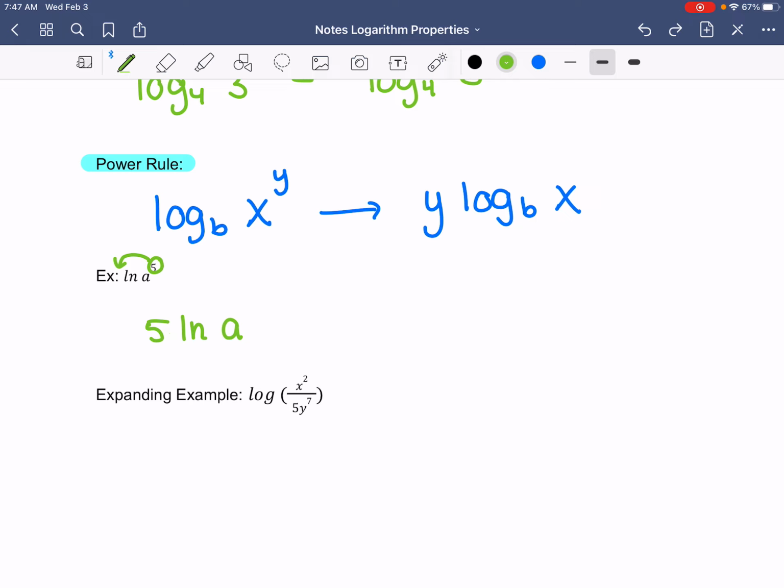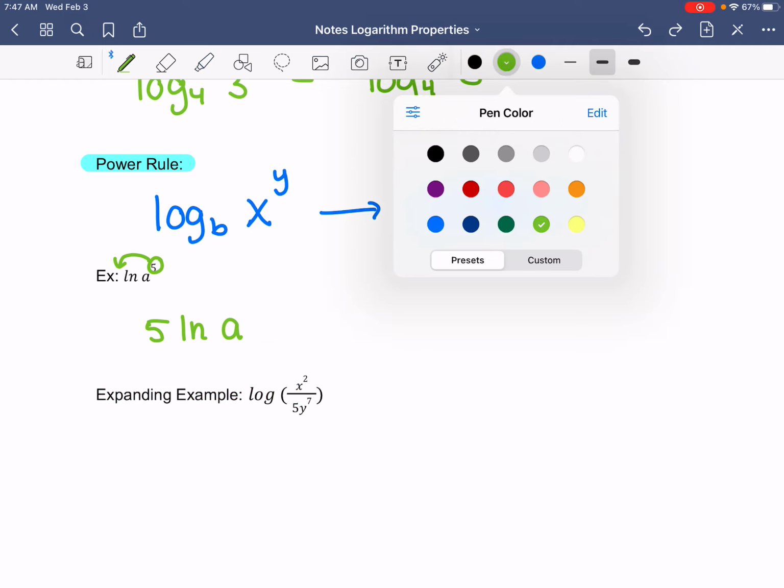All right, let's do an expanding example. This is what your homework problems are going to look like. It says expanding example: log of x divided by 2, divided by, log of x to the power of 2 divided by 5y to the power of 7. Let's see how many pieces there are, so we can decide how many logs we're going to need.